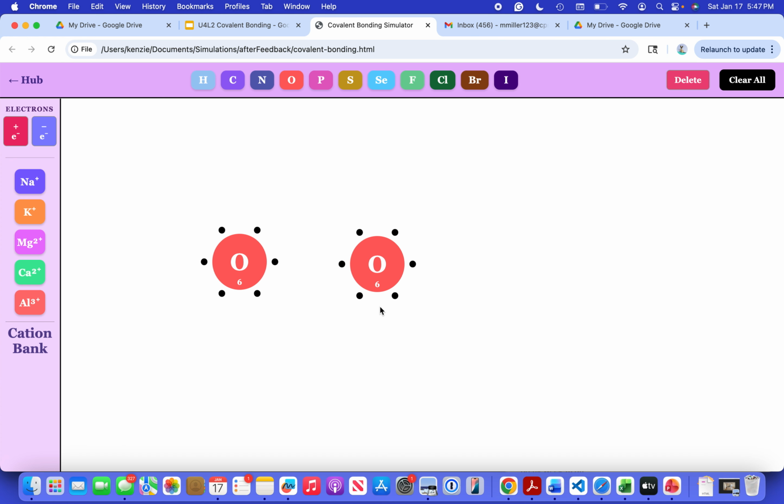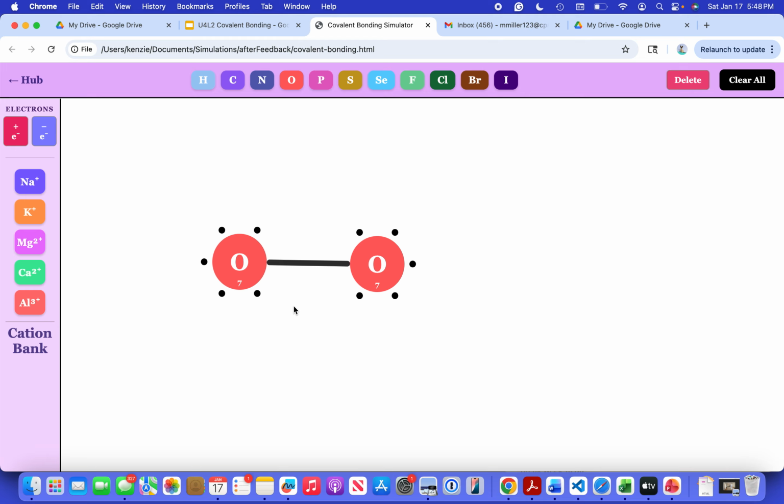Now, the same rules, the octet and the duet rule from our previous lesson, are going to apply to all of these elements listed up here. So the goal for each of these oxygens is to turn their 6 electrons into 8. Now we just talked about they can share their electrons. So let's see what happens. I'm going to take 1 electron from this oxygen and 1 electron from this oxygen. And together they form a bond. And you can see now we've got 7 in the middle of both of these oxygen atoms.